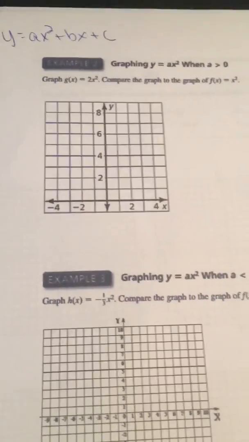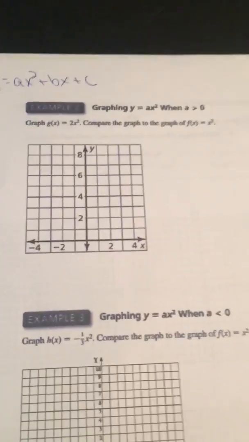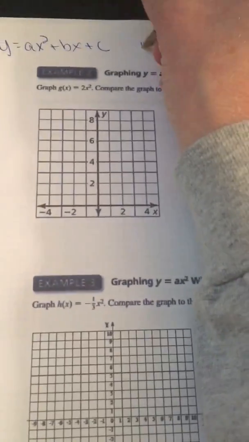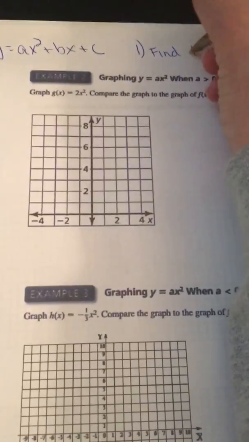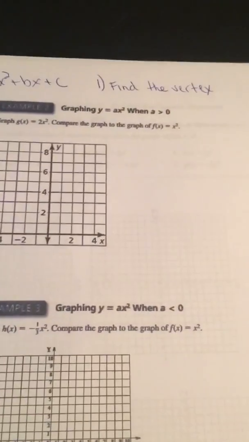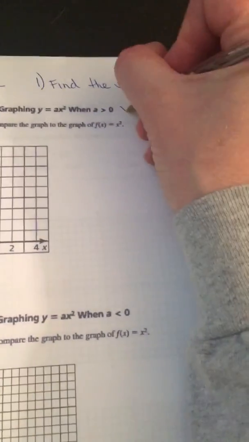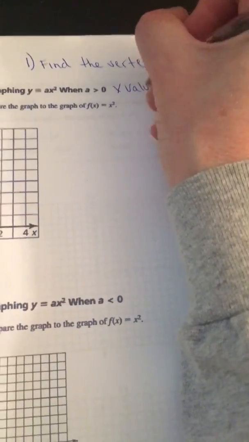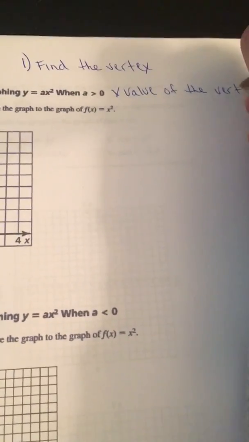All right, we're going to do example 2 together, and I'm going to teach you how to graph it a little differently than the book teaches you. What I teach is we're going to first find the vertex. And as you learned before, the vertex is either the highest point or the lowest point of the graph. The x value of the vertex is an equation that we are going to use very often.